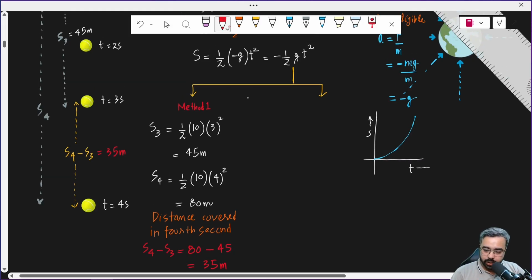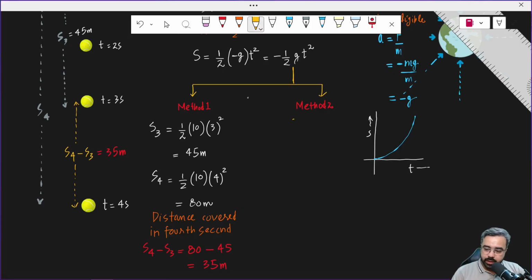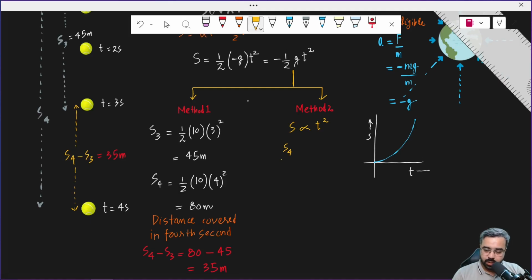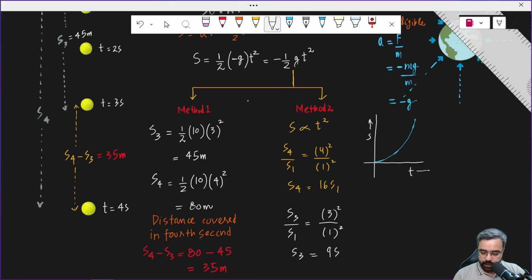Now you can also find the same answer by taking a ratio, because once you know that the distance is directly proportional to t squared, because the g value is constant, you can take a ratio, right? You can say S4 over S1 is equal to 4 squared divided by 1, so that will be equal to 16 times S1. In the same manner, S3 over S1 will be equal to 3 squared over 1 squared, which is 9 S1.